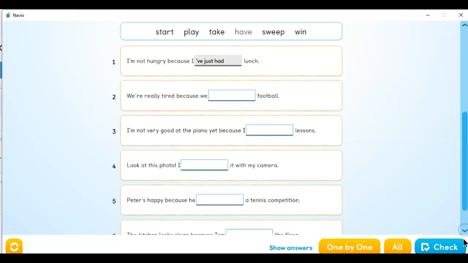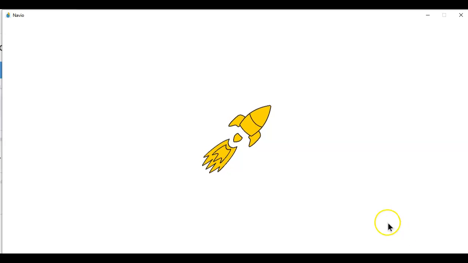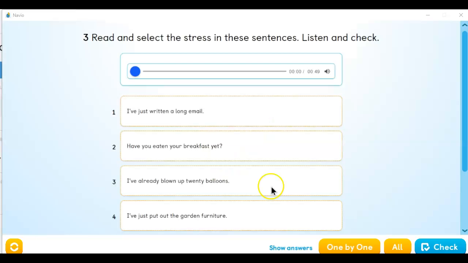Okay? And the next exercise is a listening. So I'm going to play it for you. You are going to listen to these sentences and write which words in the sentence are stressed, okay? Those are pronounced with more stress than the rest of the words, okay? I'm going to play it and you write which words are the stressed ones.